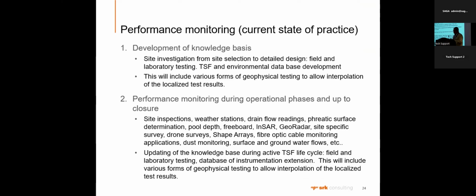We measure the pool depth, the freeboard. We use InSAR. We use GeoRadar, site-specific survey, drone survey. Geometry is always a thing that needs to be managed or understood. So if the geometry changes, you need to know why. And then we measure internally with shape arrays, can use fiber optic cables. There's dust monitoring, surface and groundwater flow monitoring. So it also allows the updating of the knowledge base during the active life cycle.